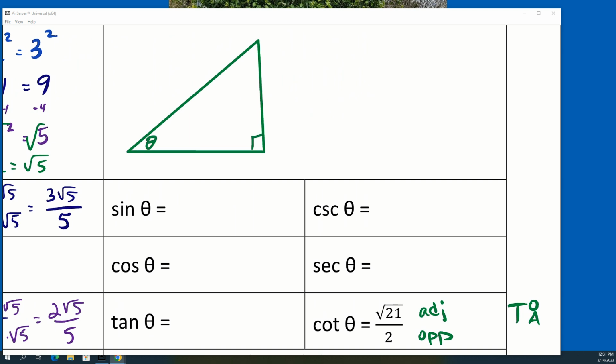And I like putting theta at the bottom left corner. Okay. And so even if you don't need it, I'm still going to do this: label opposite, adjacent, and hypotenuse. And according to what they gave us for cotangent, the adjacent is the square root of 21, and the opposite is 2.